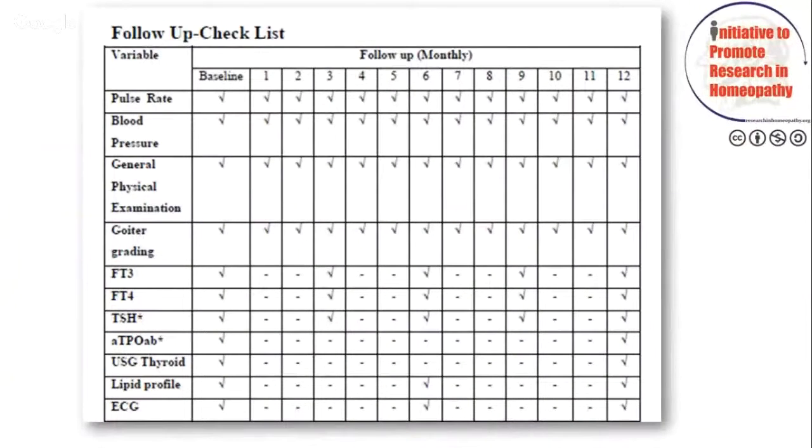On the left hand side, we have all the variables. On the right hand side, we have monthly follow-up, and we can tick what is to be seen every month, every 3 months, every 6 months. Basically, a follow-up frequency. For example, in this, the TSH would be studied at baseline and at the end of 3 months, 6 months, 9 months, and 12 months. But the blood pressure would be recorded on each visit.